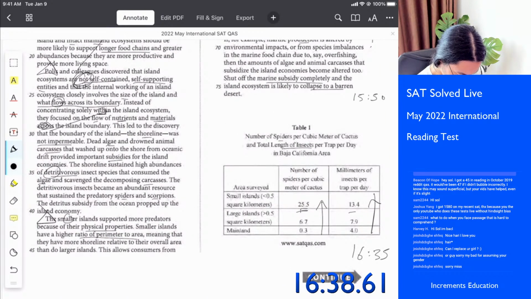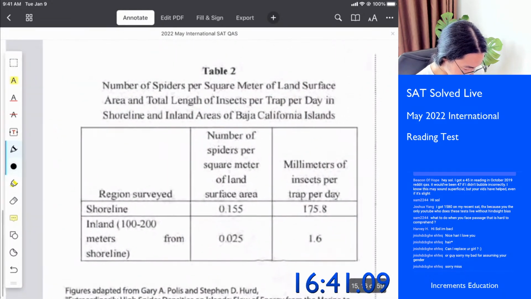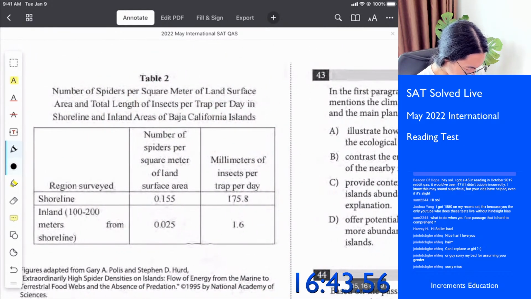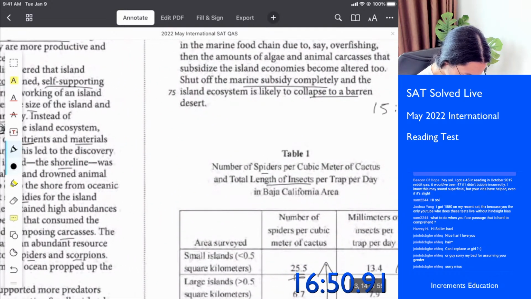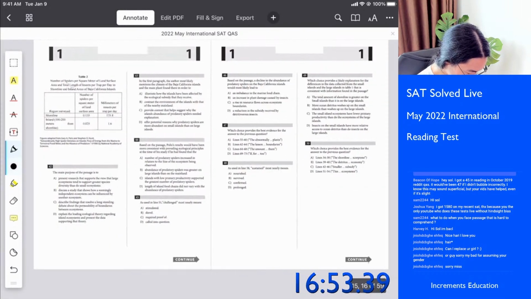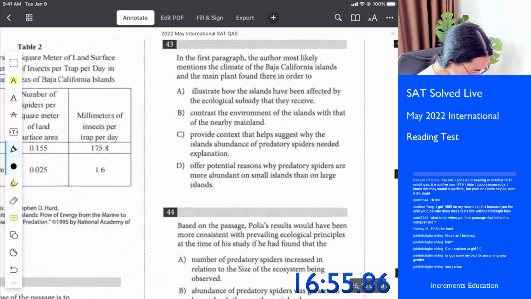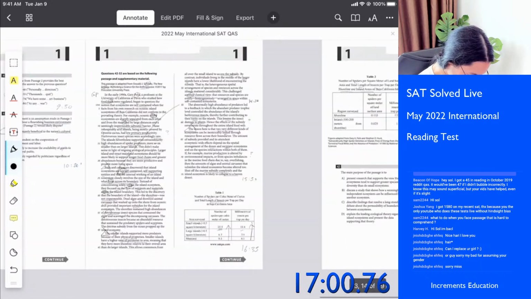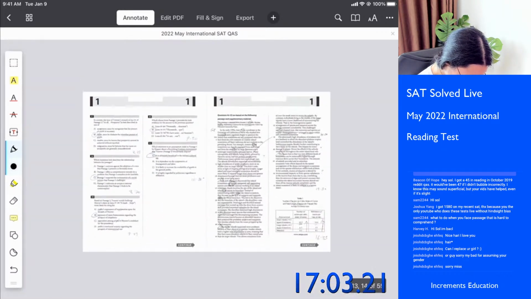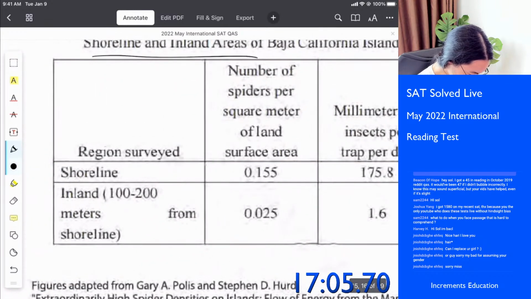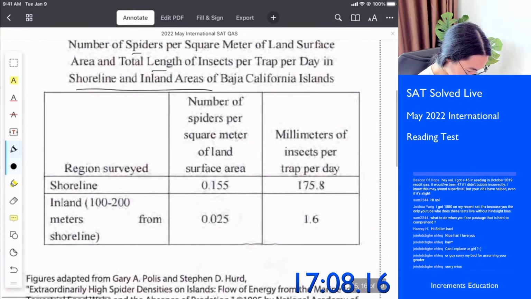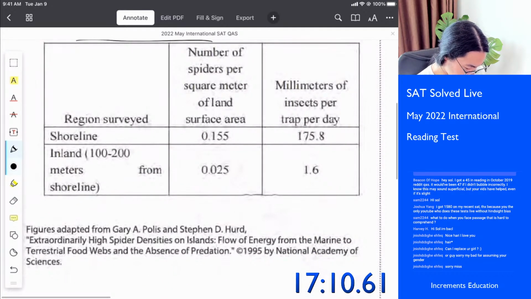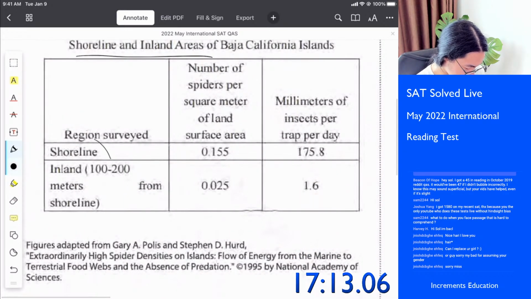1635. Oh my God, another one. Okay. Spiders per square meter and length of insects per trap day in shoreland and inland areas. Hang on, let me see the difference here. In Baja California area, and here the difference is in shoreland and inland areas of Baja California islands. Islands, okay. Shoreland versus inland. Okay, I see. I probably spent too much time going back and forth. I probably would not have done that on the test because I could have just figured it out over here.